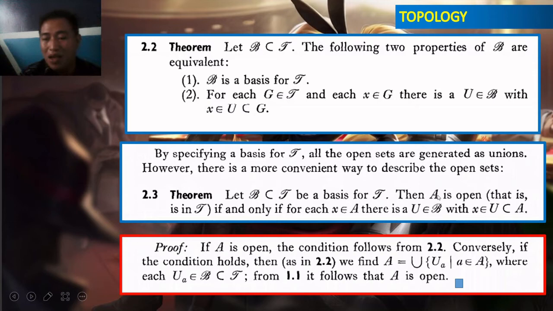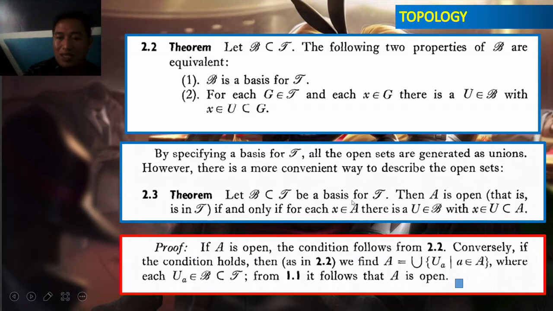If A is open, meaning A in tau, then A is equal to the union of the elements of script B. Script B is a basis for tau. So we can use Theorem 2.2. We take G, an element in tau, so it is open in tau. So replace the A there with G: G is open if and only if for each x in G there exists a U in script B with x in U subset of G.